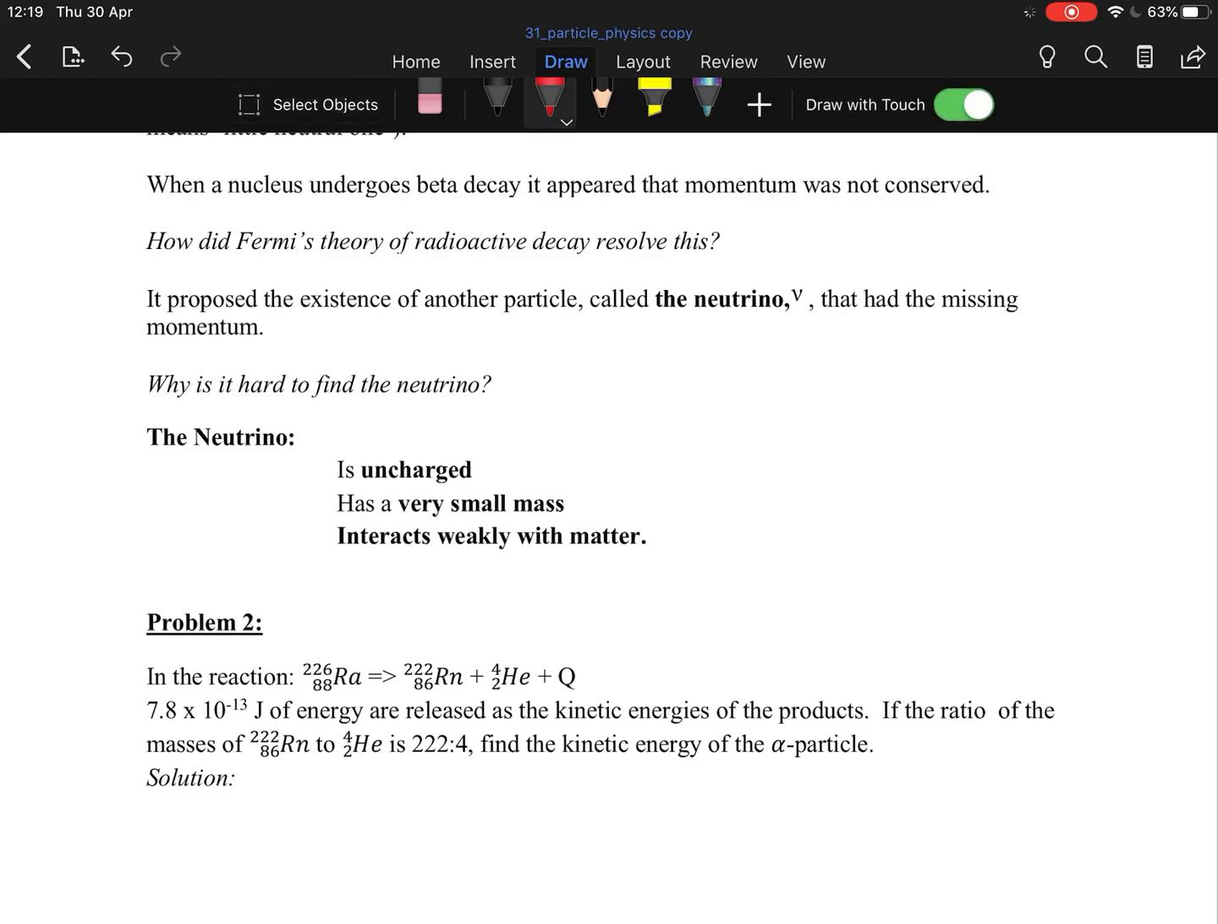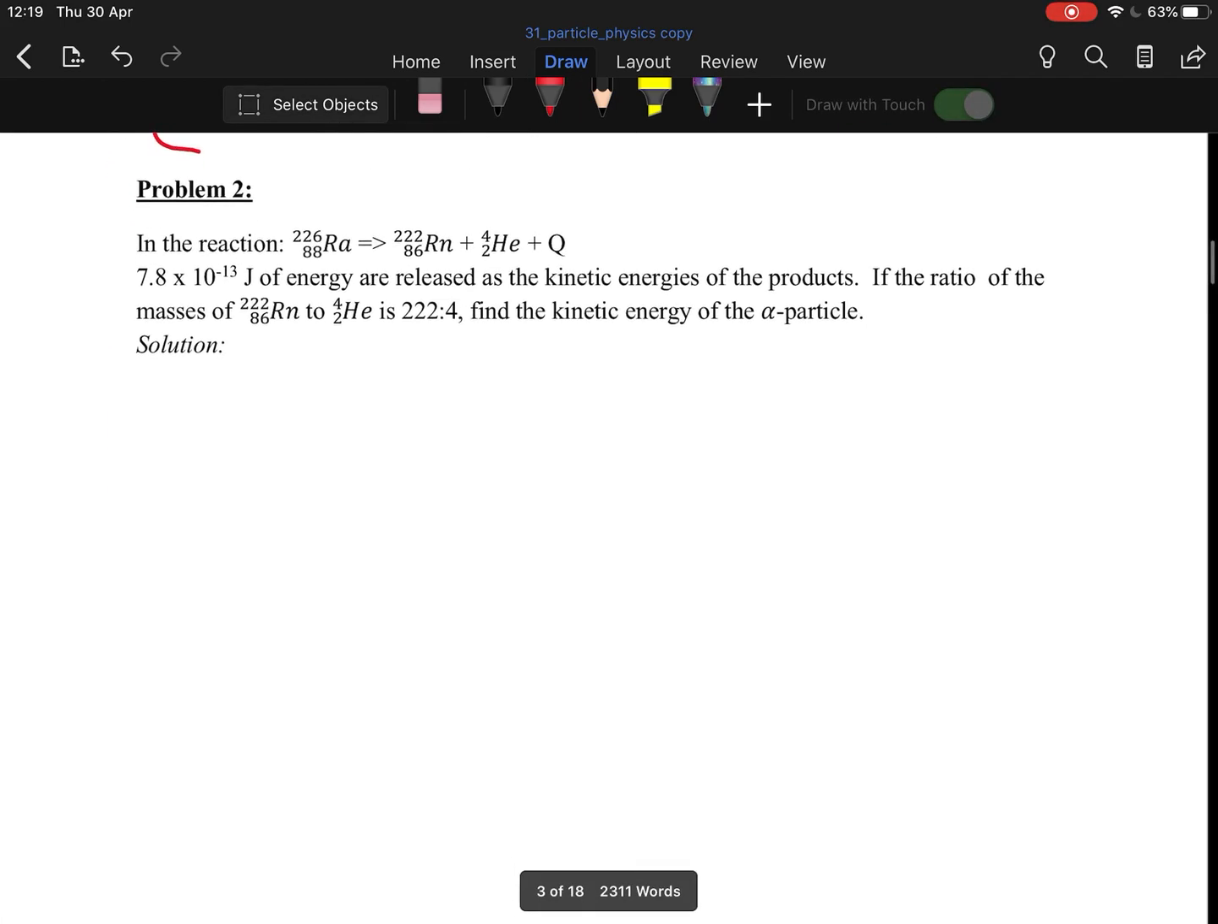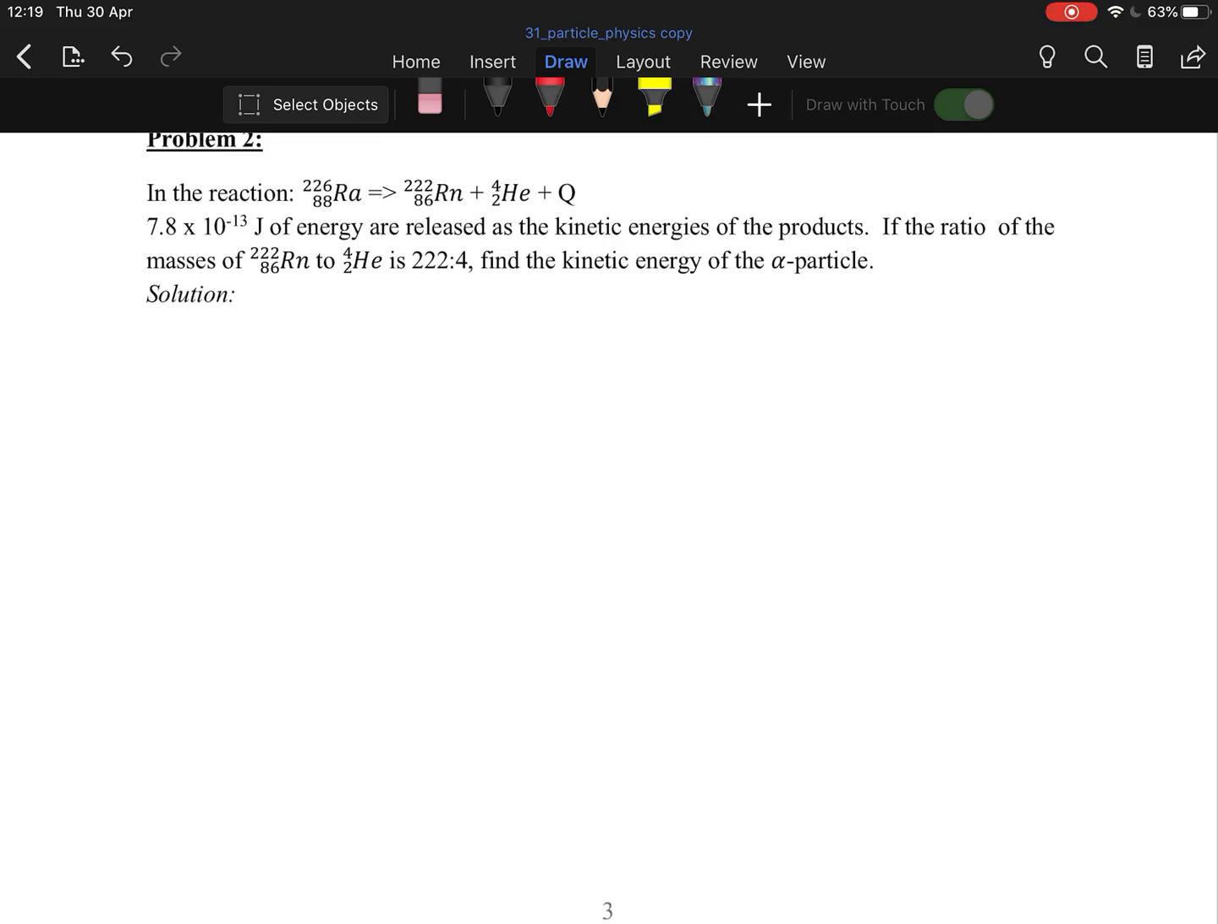Now what they'll ask you is, why is it hard to find it? And the answer is this. Why did they find it? Because they realized that momentum wasn't conserved, so they had to look into it, and when he did, he discovered the neutrino. It's uncharged, has small mass, and barely reacts. All right, so this question here, absolutely horrible, but we'll go through it.